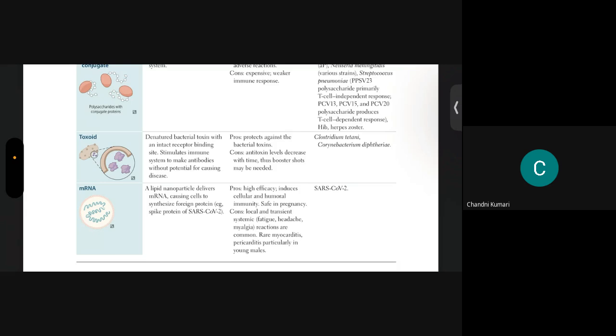What are the pros? It has high efficacy. It induces cellular and humoral immunity, and is safe in pregnancy. It induces both cellular and humoral immunity because the spike portions can infect your cells, and as they infect the cell, we can get cellular immunity.